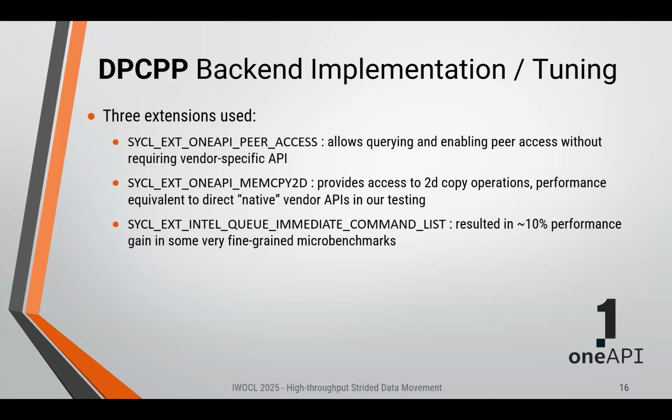Another one is, well, of course, memcpy2d, which gives us access to these vendor-provided 2D copy operations, which are much better than doing 1D copies, but as you see, for this purpose, not as good as doing it manually. And there's also an in-order queue immediate command list, which resulted in roughly 10% performance gain in some of our micro benchmarks. So I don't actually know exactly what this does, but it did help. I'm sure there are some people here who do know.